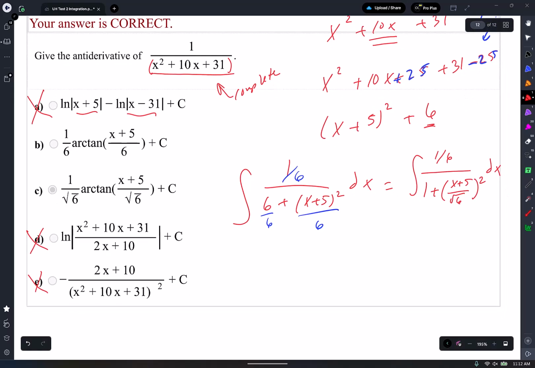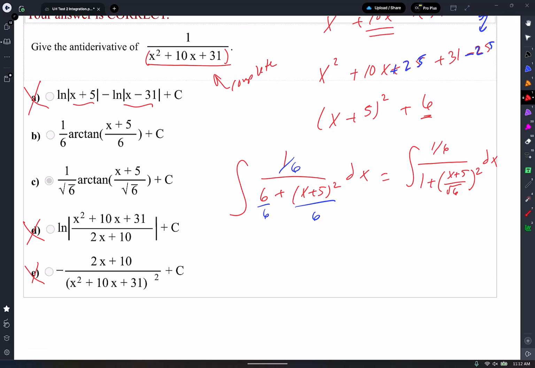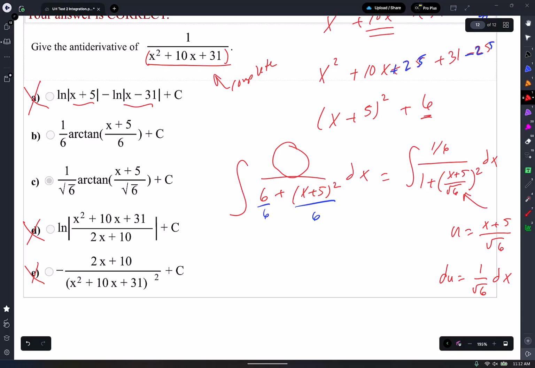Don't worry, guys. Here's the last one. We're almost done. I'm going to do u sub. I'm going to go u equals x plus 5 over square root of 6, du equals 1 over square root of 6 dx. We're still okay? So check it out. You see that 1/6? I'm going to turn that into 1 over square root of 6 and then put 1 over square root of 6 on the outside. And there it is. That's still 1/6.